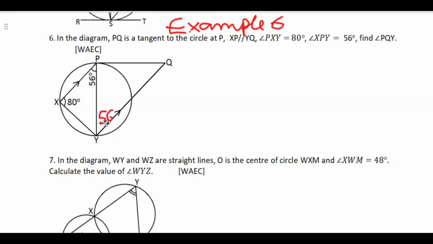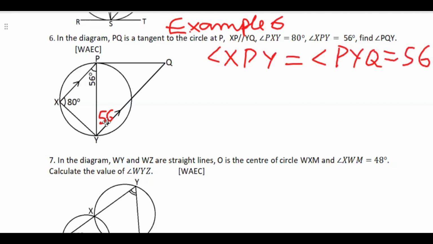You give reason. When you are working it in theory, you just say angle XPY equals angle PYQ equals 56 degrees. And you open bracket and say reason: alternate angles are equal. Once you give reason like that, you are okay.